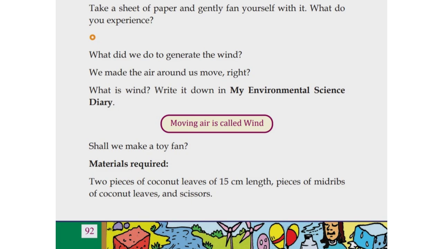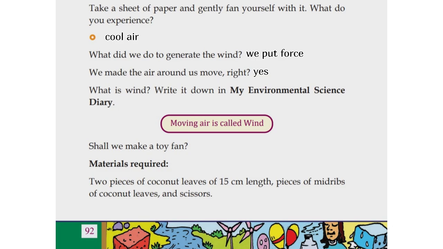Take a sheet of paper and gently fan yourself with it. What do you experience? Cool air. What did we do to generate the wind? We put force. We made the air around us move, right? Yes. What is wind? Write it down in my environmental science diary. Moving air is called wind.